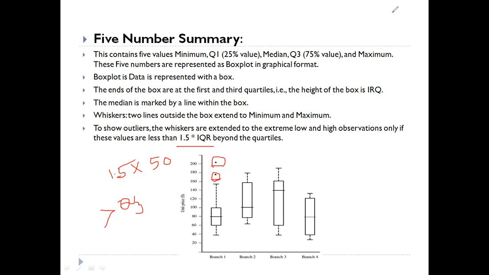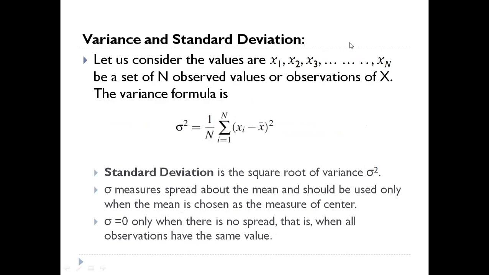And coming to the next one, variance and standard deviation. As we know, for variance, let us consider the values x1, x2, x3 and so on up to xn to be a set of n observed values or observations of x. The variance formula is sigma square equal to 1 by n into the sum from i equal to 1 to n of (xi minus x bar) whole square. This is the formula for variance.